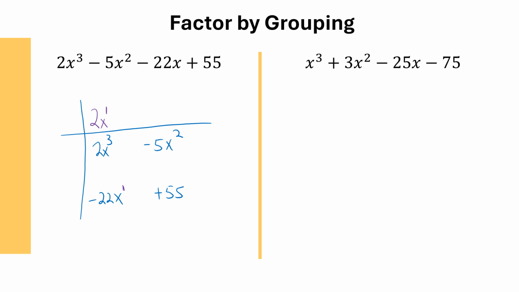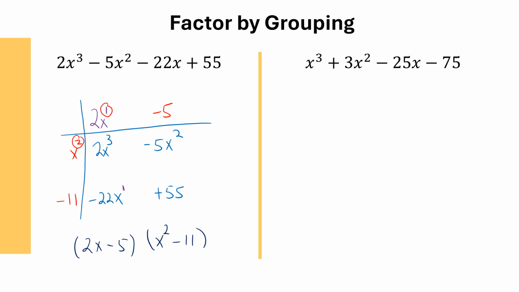We know that 2x times x squared is going to give you 2x to the third power, because when you multiply, you add the exponents. And then x squared times negative 5 will give you negative 5x squared. And 2x times negative 11 will give you negative 22x. And then negative 11 times negative 5 is 55. So we have found our factors for this problem, which is 2x minus 5 times x squared minus 11.